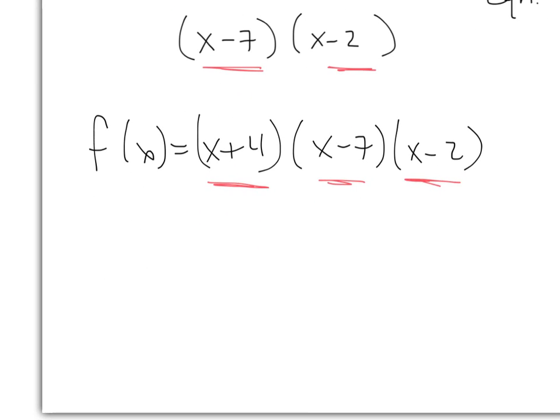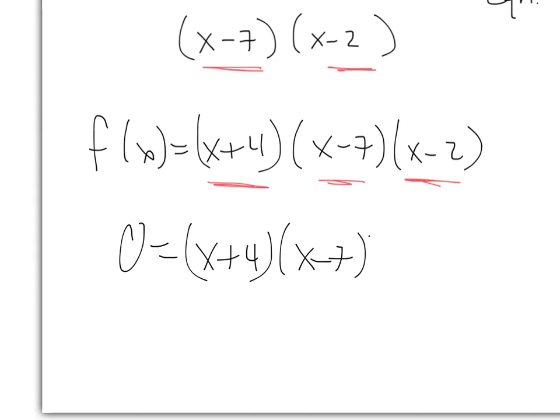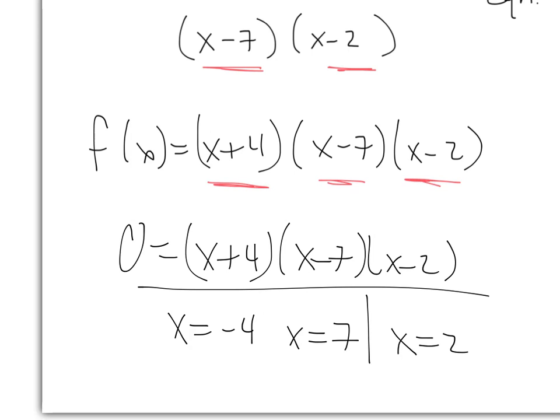Then we want to find out what the zeros of the function are. So we set it equal to 0, and we get x equals negative 4, x equals 7, x equals 2. Those are the three possible zeros of this function. Any questions on this? All right, next one.